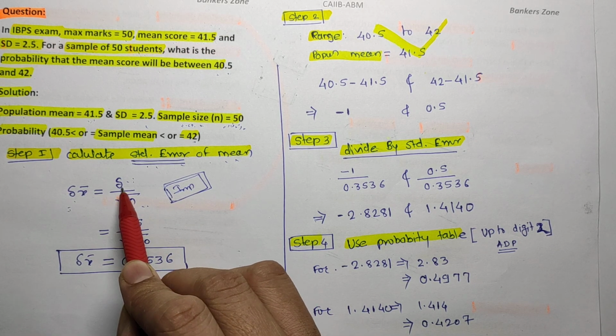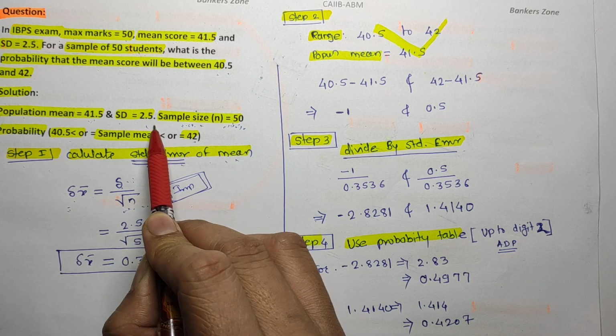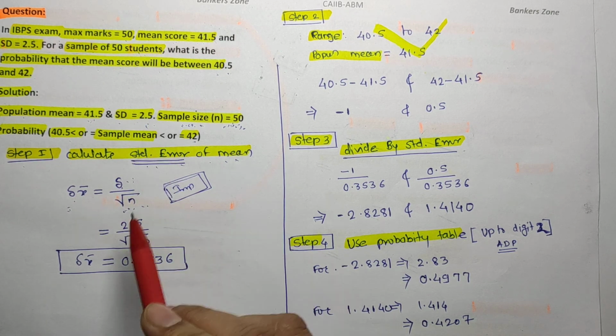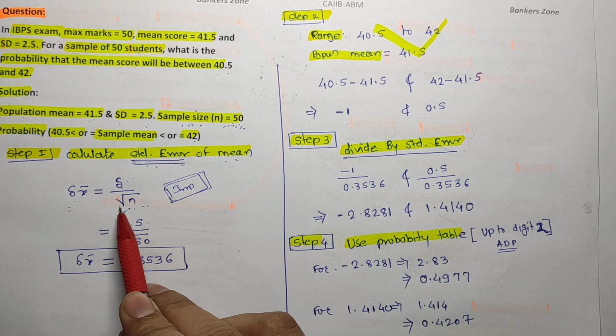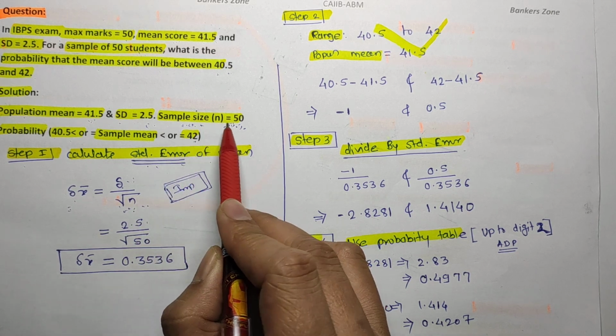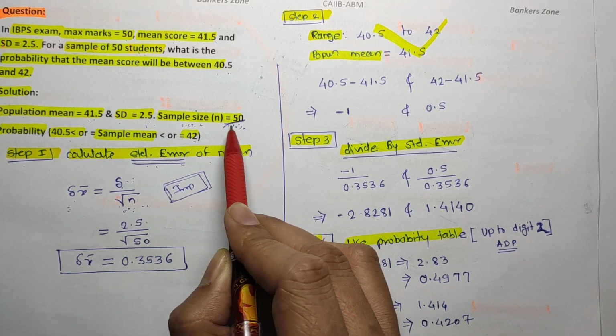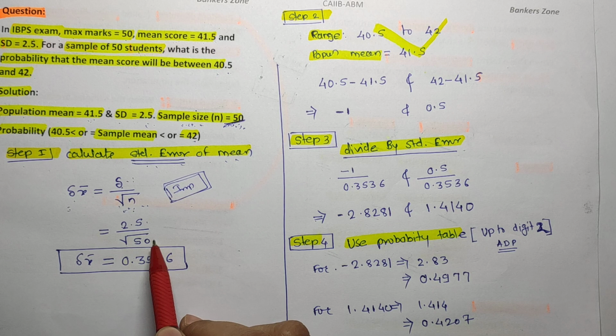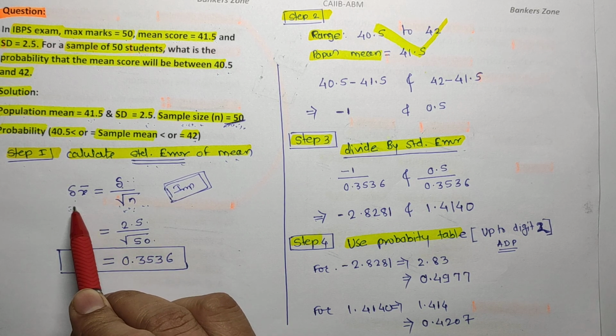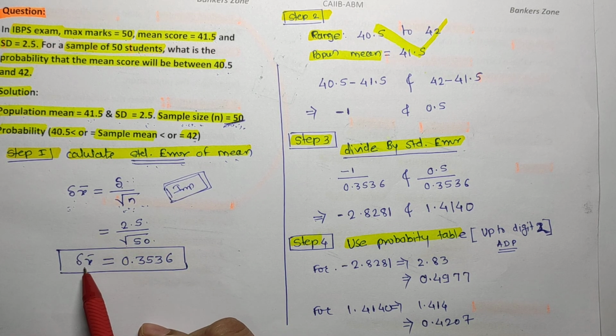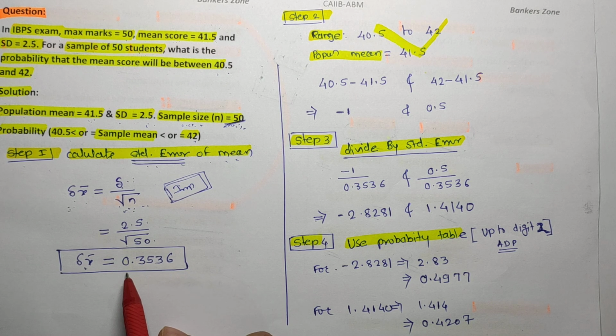What is sigma? That is the standard deviation. They have given standard deviation 2.5, so just put the value 2.5, under root of small n. Small n is 50, which is nothing but your sample size. So just put the values, and you will get sigma x bar, that is the standard error of the mean. It will become 0.3536. Using a simple calculator you can solve this. Now step 1 we have completed.